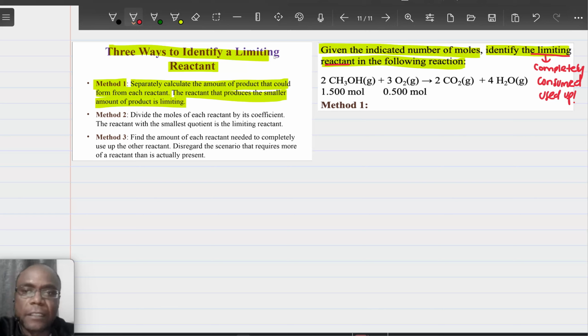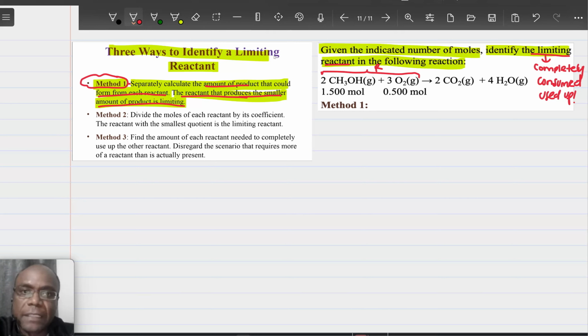You also want to find the limiting reactant from the left side of the reaction, because it's called a limiting reactant. You will not find it on the product side. It has to be on the reactant side of the reaction. So let's use method number one here. We can separately calculate the amount of product that could form from each reactant. The reactant that produces the smaller amount of product is the limiting reactant.